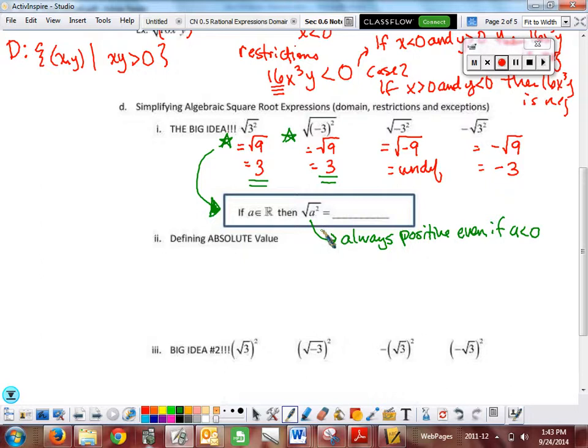So then the question is, I need to designate that. I can't just say square root of a squared is a. All right, does everybody see why that's a problem? Because if it was -3, then that's not correct. Do we have a function that you looked at in Algebra 1 that always makes stuff positive? Oh yeah, so there we go. That's big idea number 1.